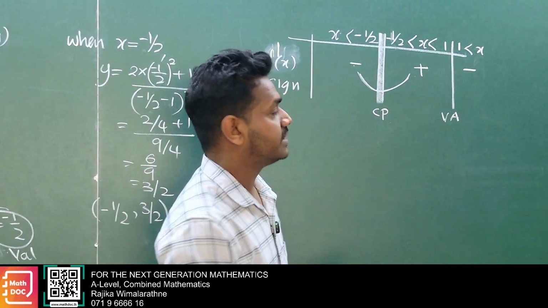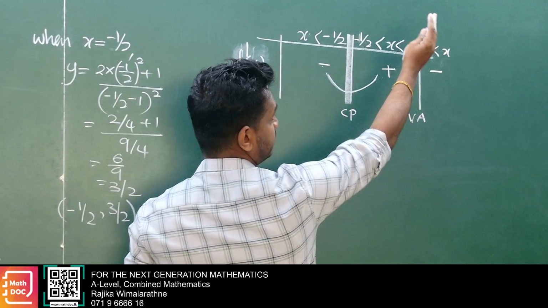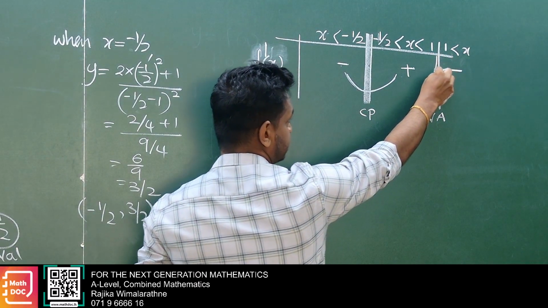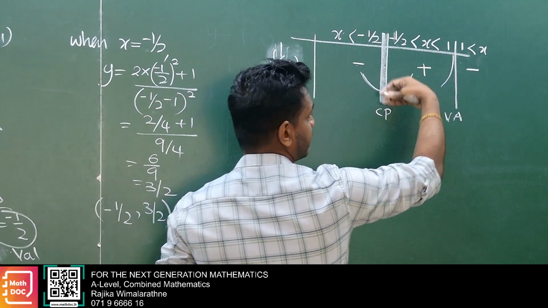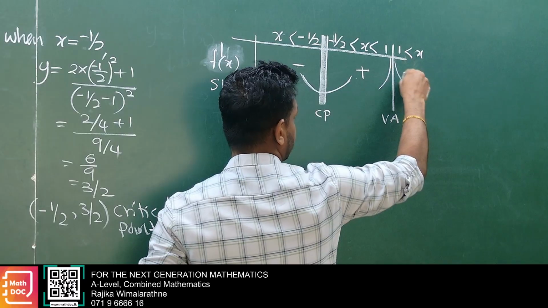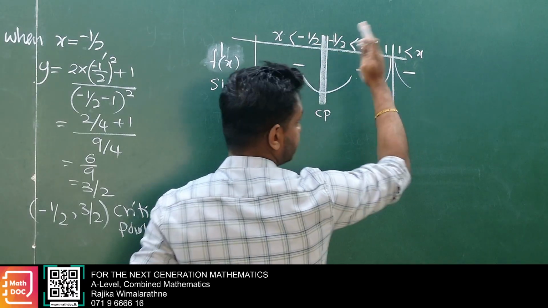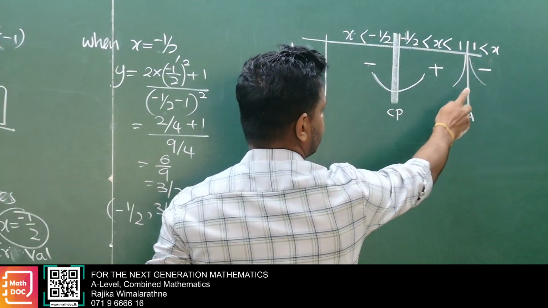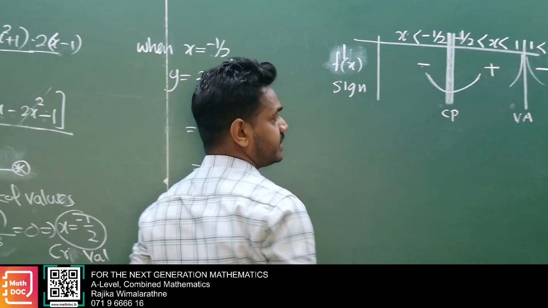Here plus gradient, so this way acute angle touch, then you sketch an acute angle touch like this. Left side, right side negative, then obtuse angle touch. Negative means obtuse angle touch. Here acute angle touch, obtuse angle touch. Now here the vertical asymptote, here the critical point.